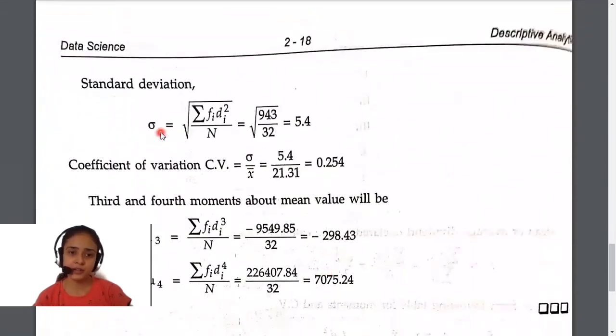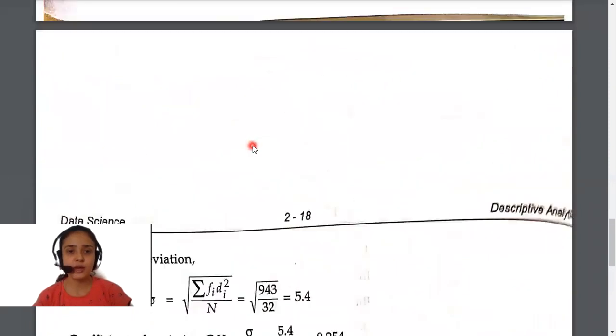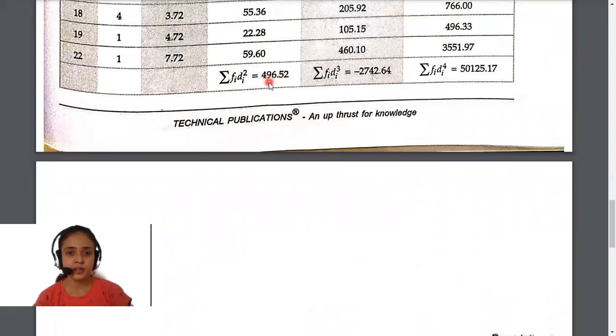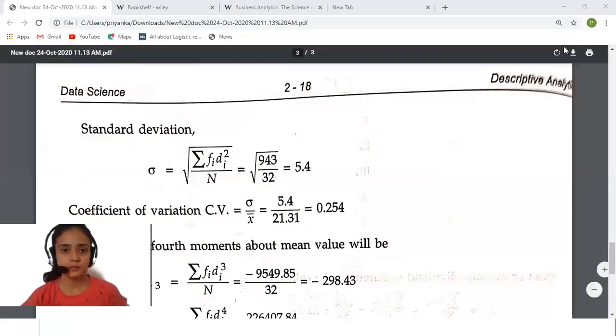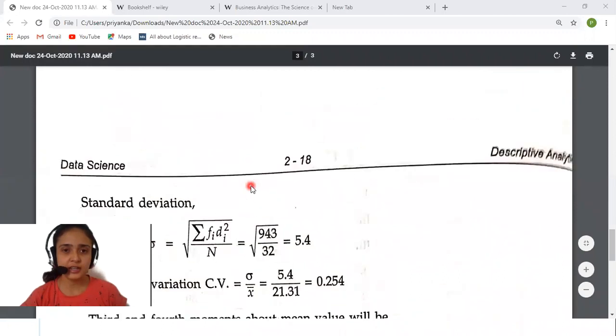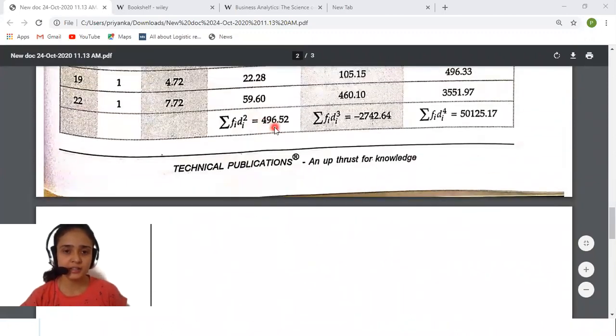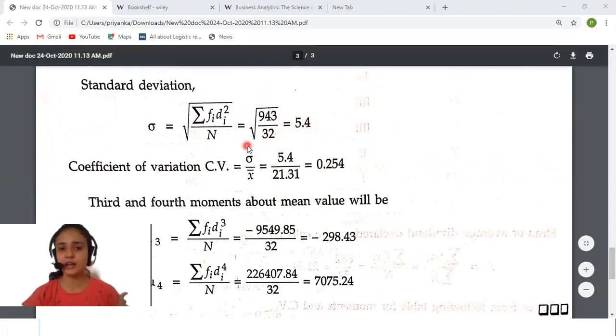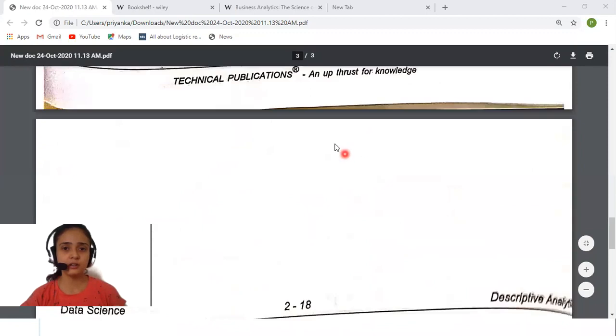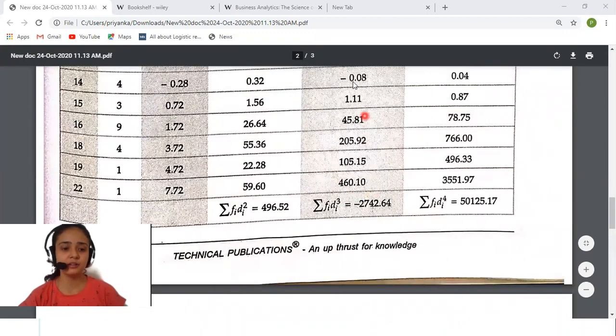The standard deviation is given like this: square root of the summation of fi di square divided by the total number n. You have this particular value, 496.52, that is the summation. So the formula of standard deviation is like this. You have to write 496.52 divided by the total number n, and you will find the standard deviation. Over here the values are different, but the formula is the same. The coefficient of variation CV you can also find with the help of this formula, and you have to put in your values based on this particular table.